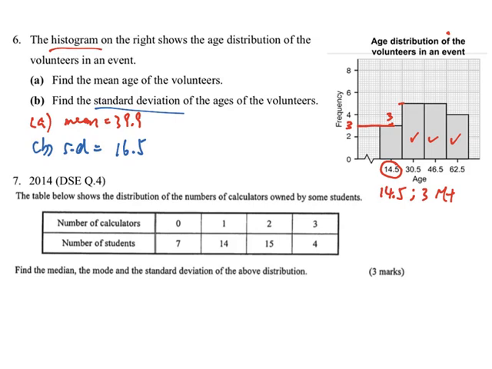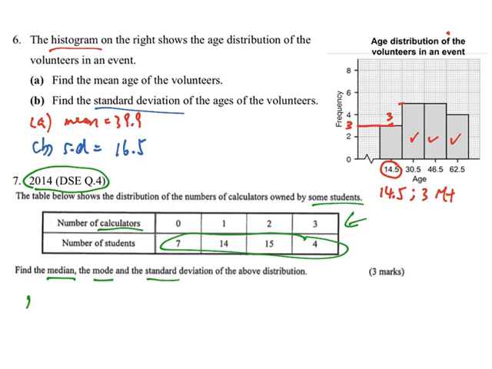Next, you can see a DSE question, 2014, question 4. There's a table. The table is about the number of calculators owned by the students. There is the number of students, their frequency. Now, try to use 3 to 4 minutes to finish this question. Find the median, mode, and SD.